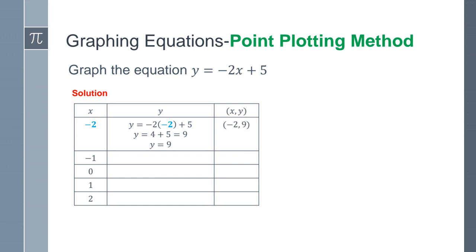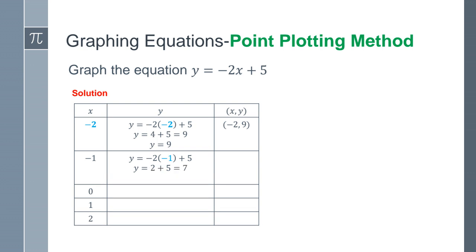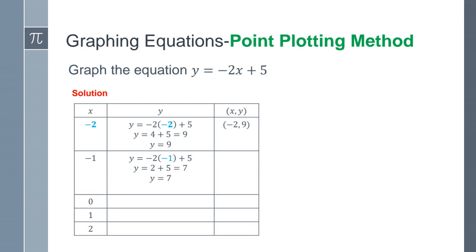Okay, so let's go ahead and try the rest. We'll do -1. When we plug in -1 for x, we're going to get y equals 7. So again, a -2 times a -1 will give me a +2. 2 plus 5 is 7. So y is 7. So our ordered pair is -1, 7.